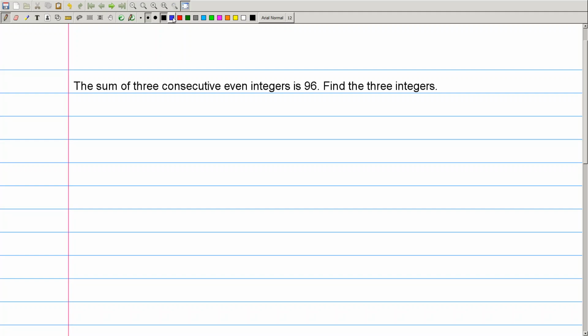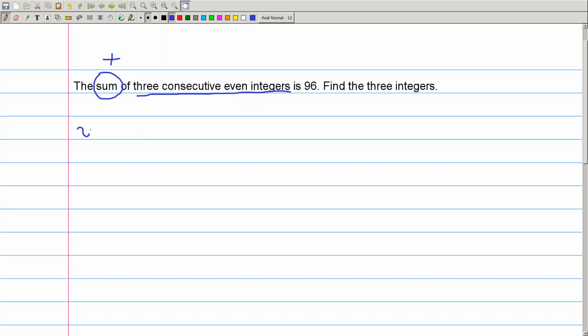So here's what we're going to do. I'm going to do this in blue, let's say. We're going to look for keywords here. Sum implies a mathematical operation of addition, and you have to add three consecutive even integers. Now, how do you write three consecutive even integers algebraically?